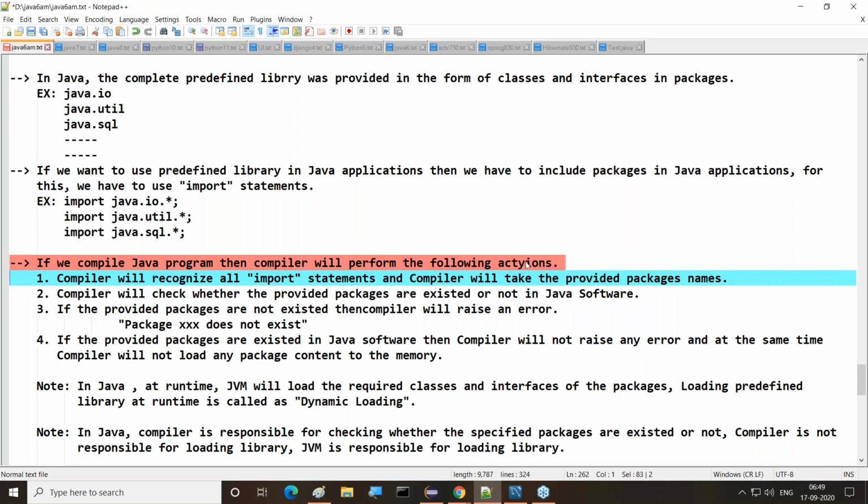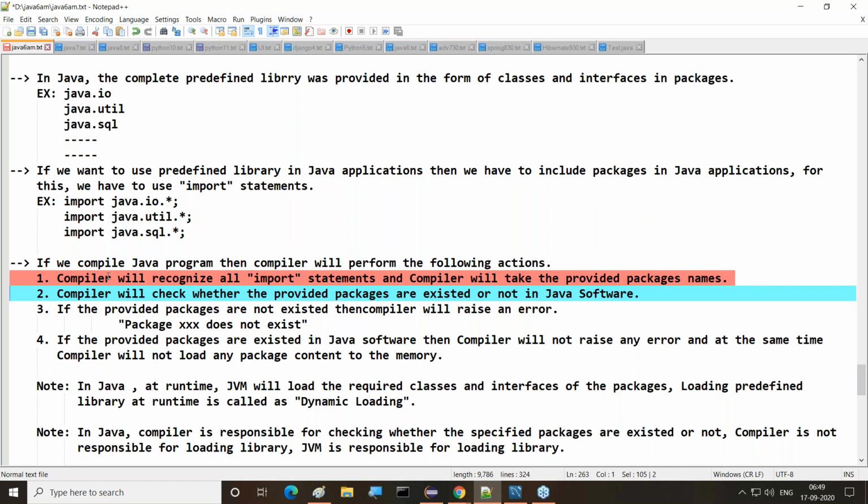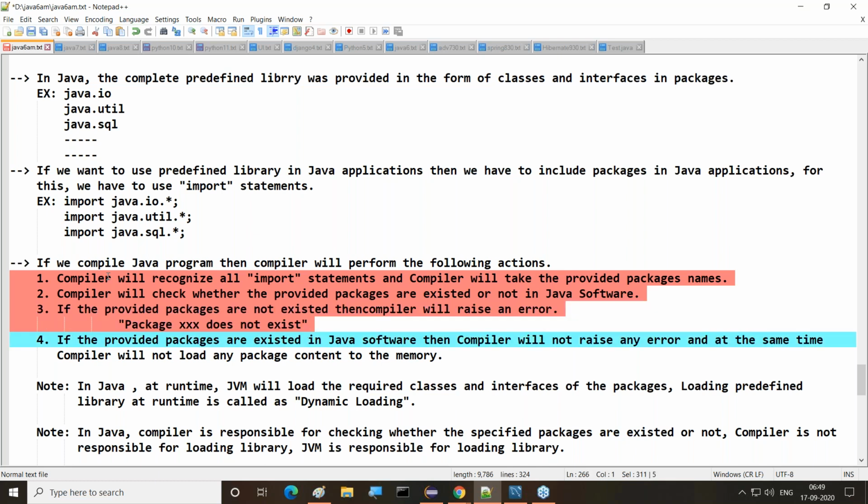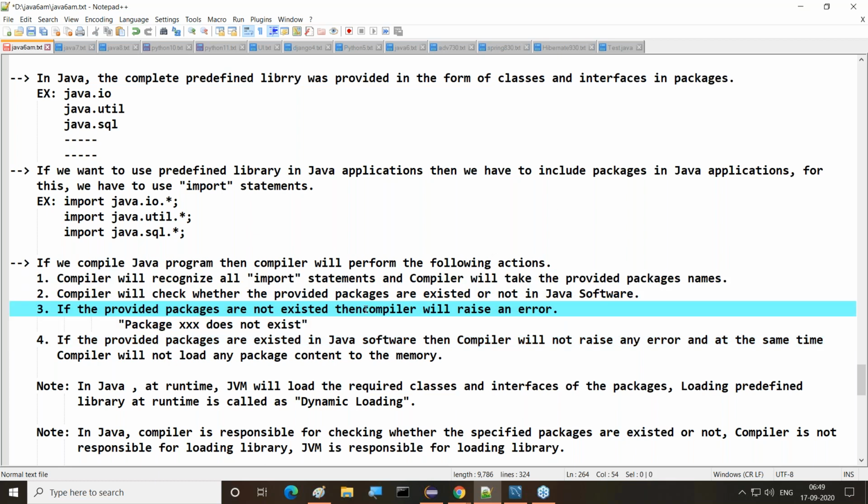What are the various actions which are performed by the compiler? The compiler will recognize all import statements and take the provided package names. The compiler will check whether the provided packages exist or not in Java software. If the provided packages do not exist, then the compiler will raise an error.